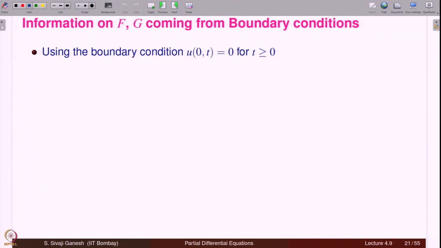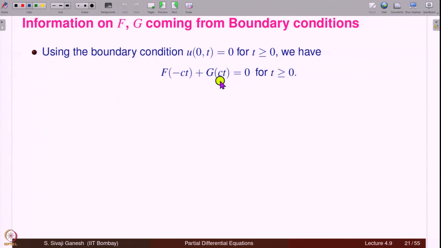Now let us see what information we can get using the boundary conditions. One of the boundary conditions is u of 0, t equal to 0. So what we get is f of minus ct plus g of ct equal to 0, because at x equal to 0 we get this equation. Now I observe here that c is always positive, speed, t is positive, so ct is positive, minus ct is negative. So f can be given meaning for a negative real number provided you know g for the corresponding positive real number ct.